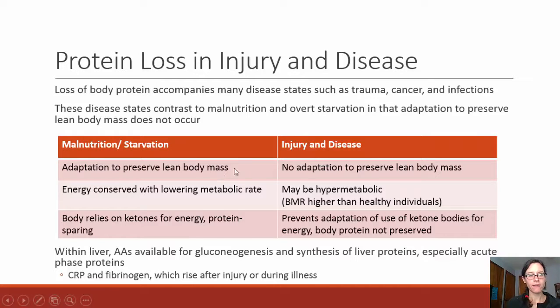And in this table, we have comparison and contrasting. So whereas in malnutrition and starvation, we would preserve lean body mass, we don't have this adaptation in injury and disease. Whereas we might have a lower metabolic rate in malnutrition and starvation, we may be hypermetabolic in injury and disease. And in starvation, we saw that we shift so that we have a higher dependency on ketones so that it's protein sparing. And again, we do not have this adaptation in injury and disease.